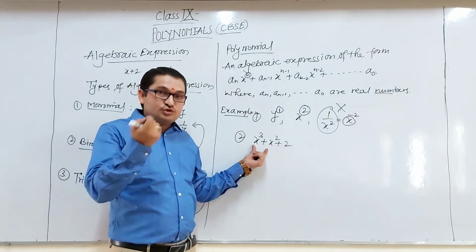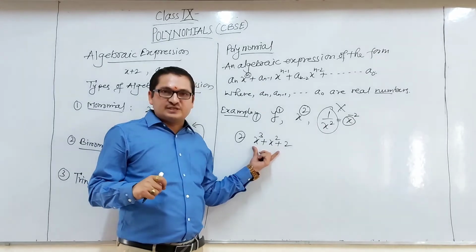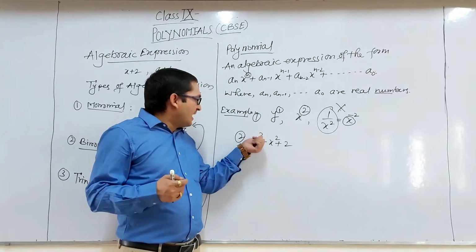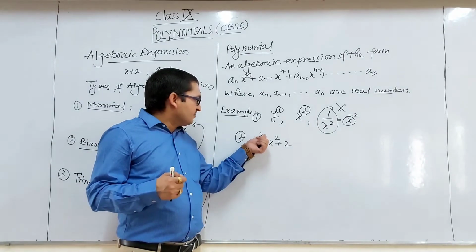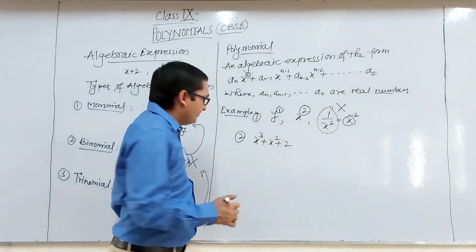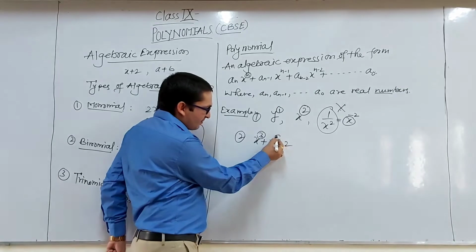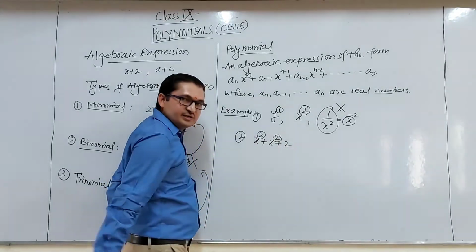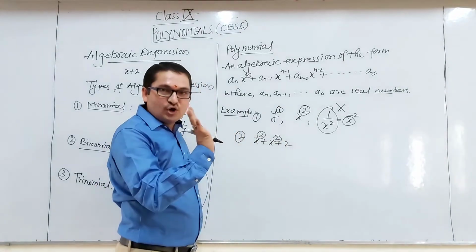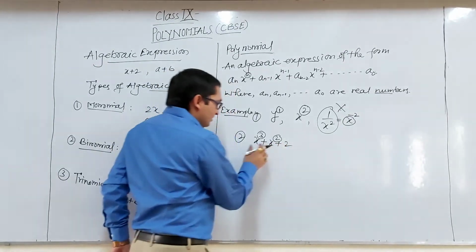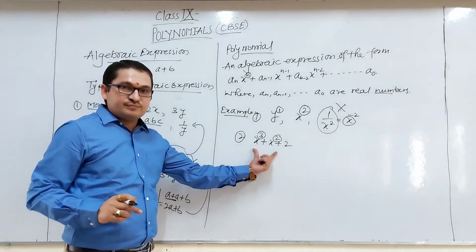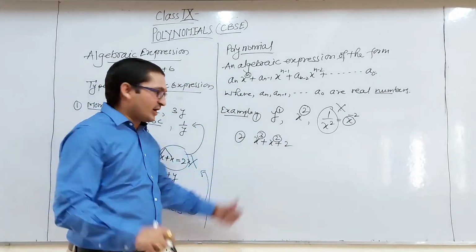If you want to check whether the given algebraic expression is a polynomial or not, we have to look at the power of each variable. What is the power of this variable? Positive integer. What is the power of this variable? Positive integer. So this is a polynomial, and this is a trinomial also. Polynomial as well as trinomial.